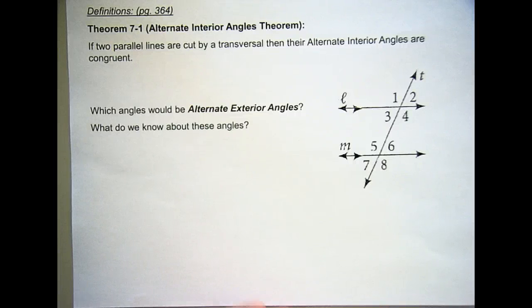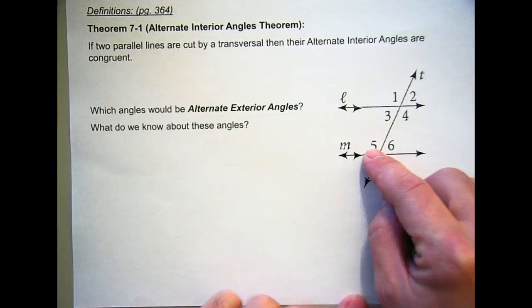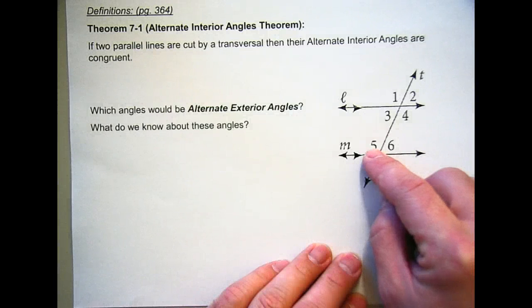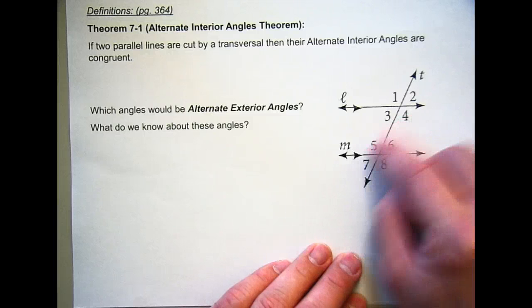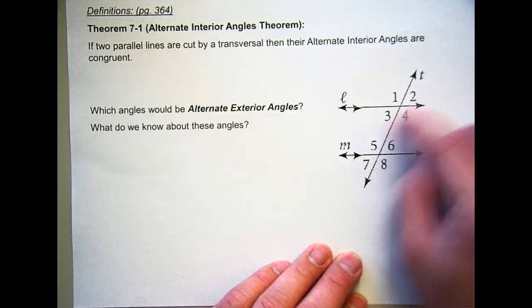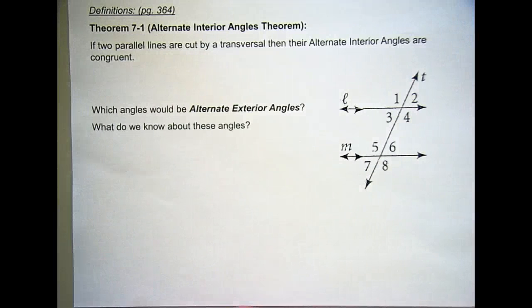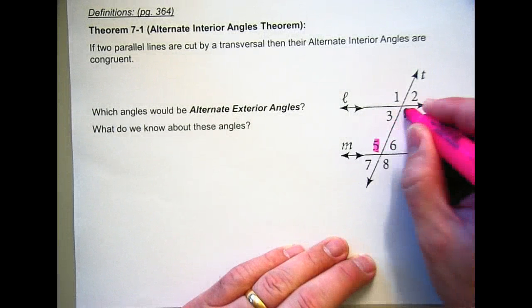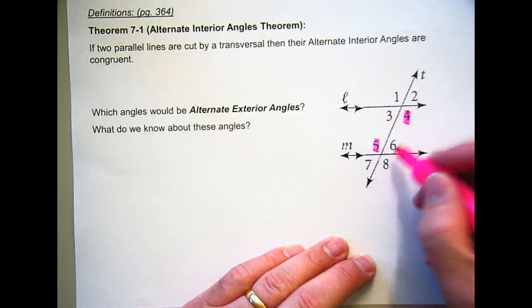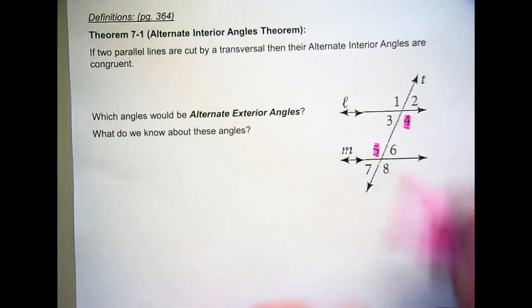So like if I say angle 5 and angle 4. Those are inside the parallel lines and on alternating sides of the transversal. Alternate interior angles. Alternating sides of the transversal inside the parallel lines. Those are alternate interior.